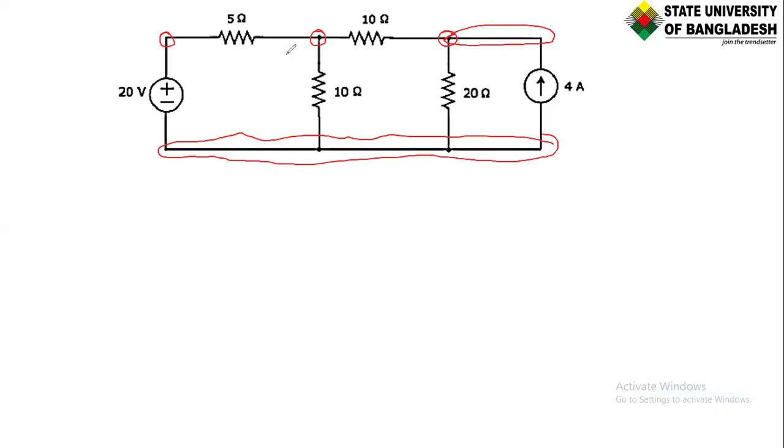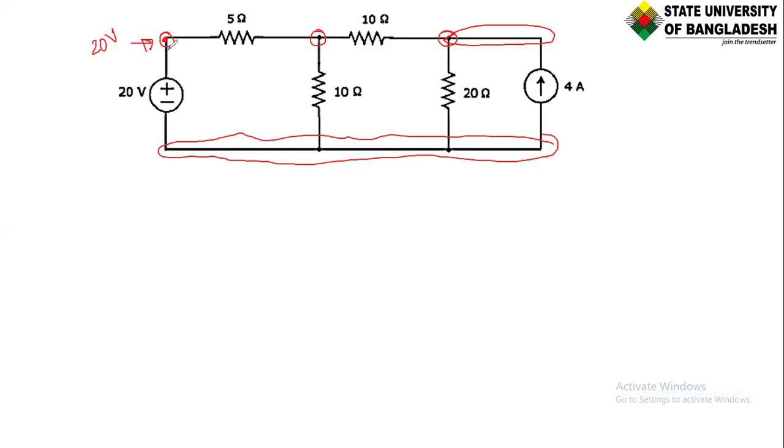So let's label it. There is one thing I have to tell you: since this particular node is directly connected with the 20-volt voltage source, therefore this particular node voltage will be 20 volt directly, since 20 volt is an independent voltage source. So we do not need to find that particular node voltage separately. It is a very important thing that you have to understand, otherwise there is a high chance that you will miss the answer to the question.